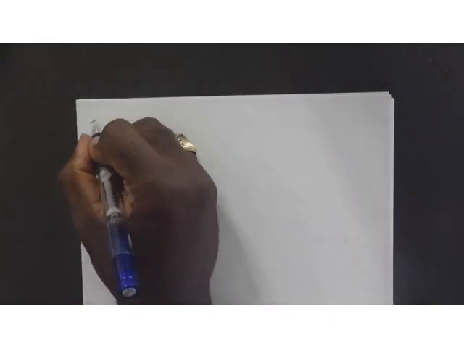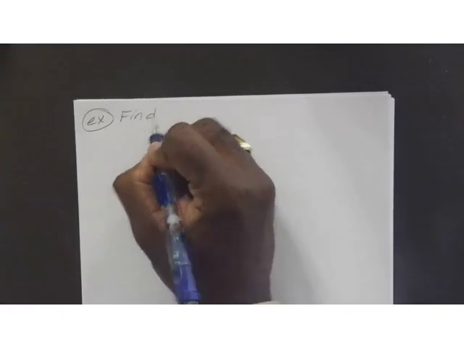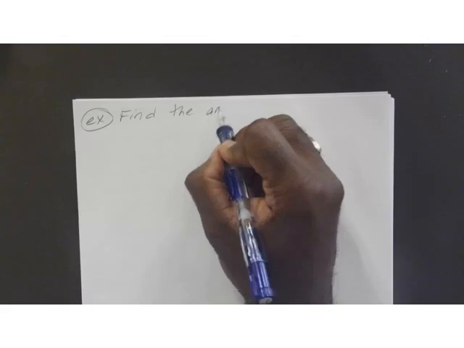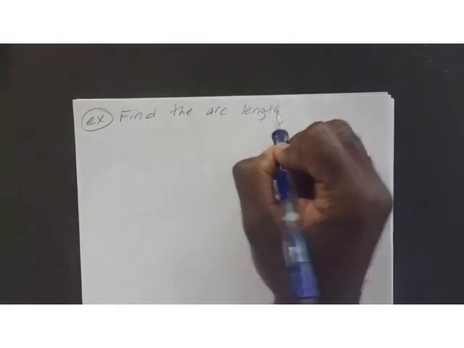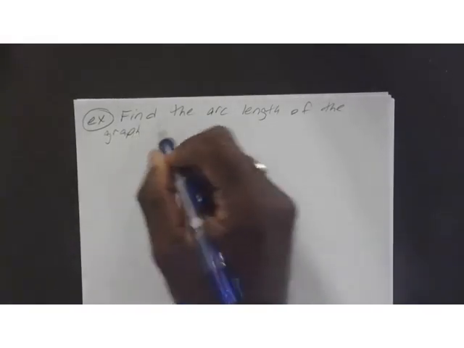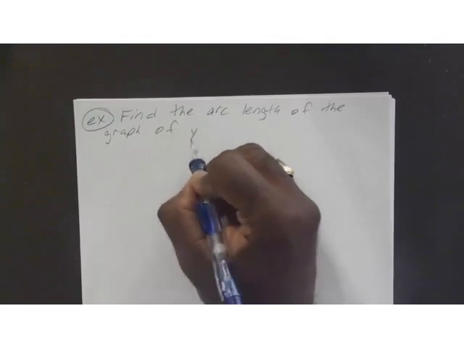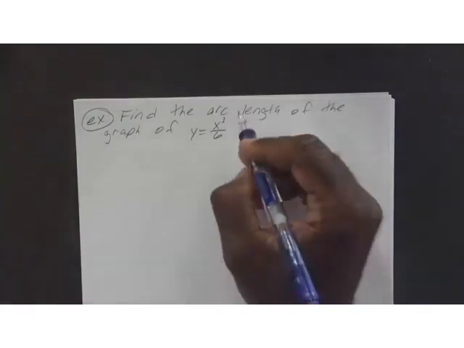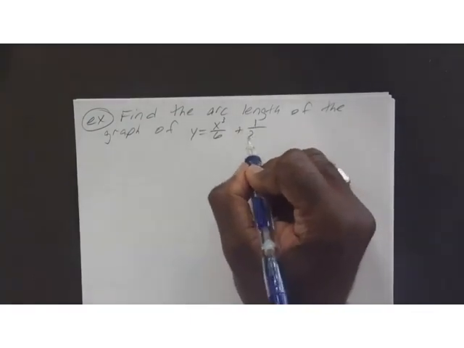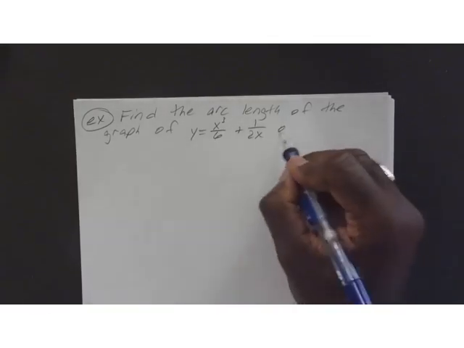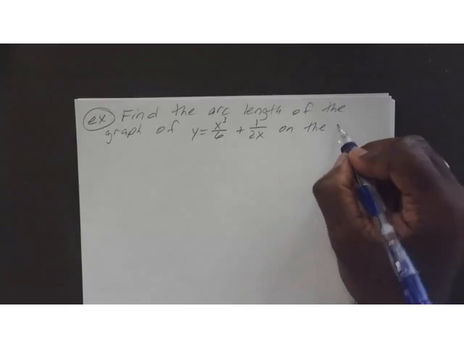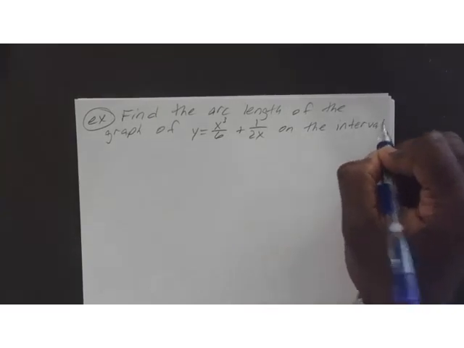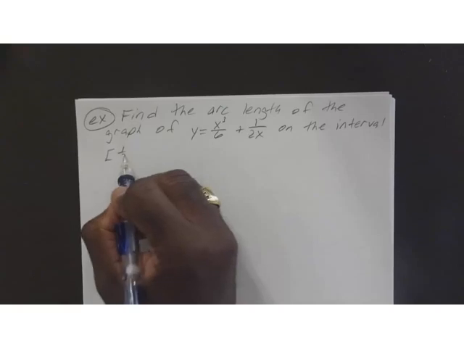Okay, so let's say, for example, we wanted to find the arc length of the graph of y is equal to x to the third power divided by 6 plus 1 over 2x on the interval from 1/2 to 2.